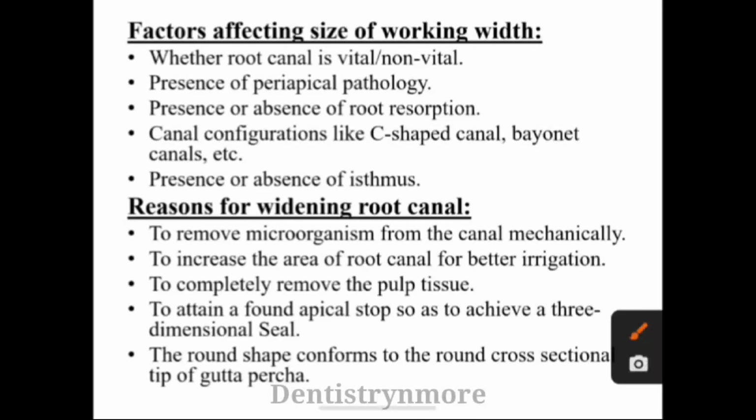And now we are moving to the factors affecting the size of the working width: whether the root canal is vital or non-vital, the presence of any periapical pathology, the presence or absence of root resorption, whether the canal is a C-shaped canal, and the absence or presence of an isthmus. And now the reasons for widening the root canal: to remove microorganisms from the canal, to increase the area of the root canal for better irrigation, to completely remove the pulp tissue, and to round the shape to conform to the round cross section of the gutta-percha tip.